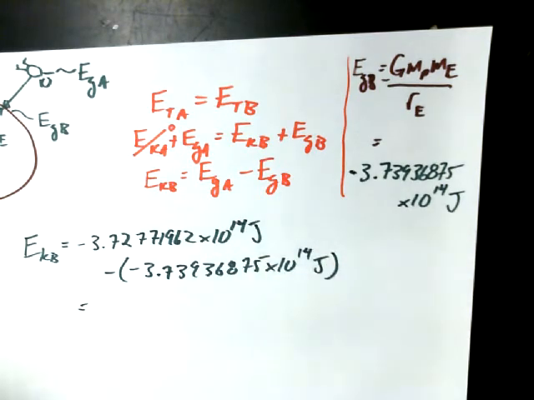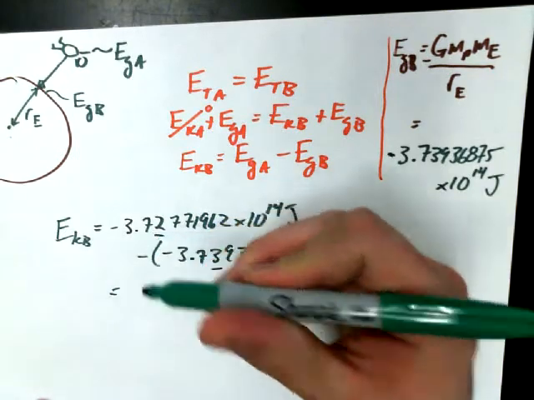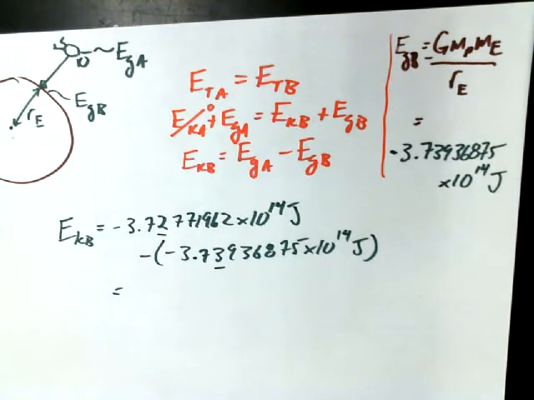And what do you get for EKB? Has anybody got their subtraction? It's still going to be a big number. Yeah, I mean, they look similar, but it's still a big number, because it's 10 to the power of 14. But they're only different on the third decimal, on the third digit.